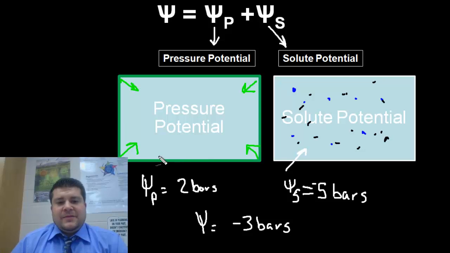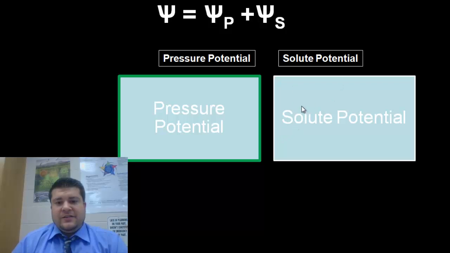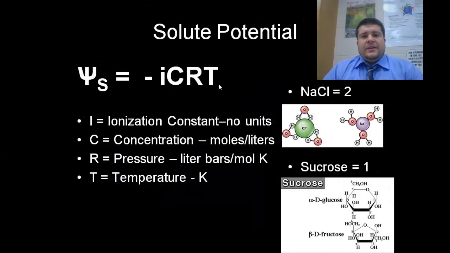Now, sometimes they want us to do some more calculations with our solute potential. So when we're dealing with solute potential, we're going to use this equation right here. And this is going to be called the solute potential equation. This is going to be given on your AP exam, so you don't really have to memorize this. But the equation is going to be -iCRT. And so i is going to stand for the ionization constant. Now this is just a number, so it has no units associated with it.